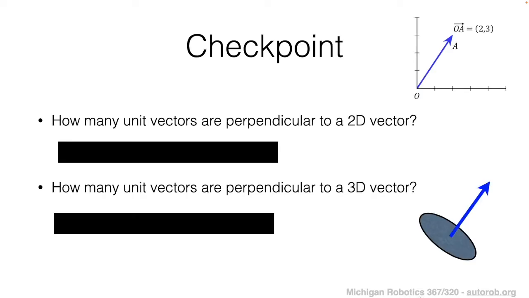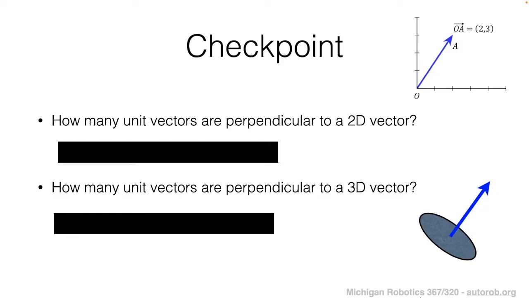Okay, so another set of checkpoint questions here. Once again, I'd recommend pausing the video and making sure that you can answer both of these. The first question is, how many unit vectors are perpendicular to a two-dimensional vector? And the second is, how many unit vectors are perpendicular to a three-dimensional vector?